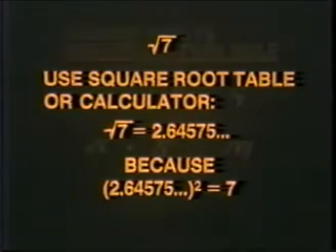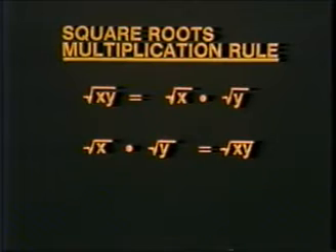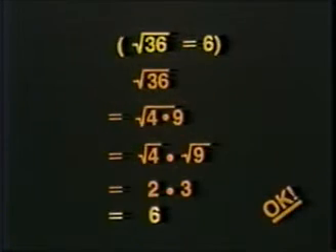Now it's time for our first discovery about square roots. And here it is. Square roots can be multiplied together or factored into their parts without changing value. How do we find that out? By doing it. Take the square root of 36, for example. We know that the answer is 6 because 6 times 6 is 36.